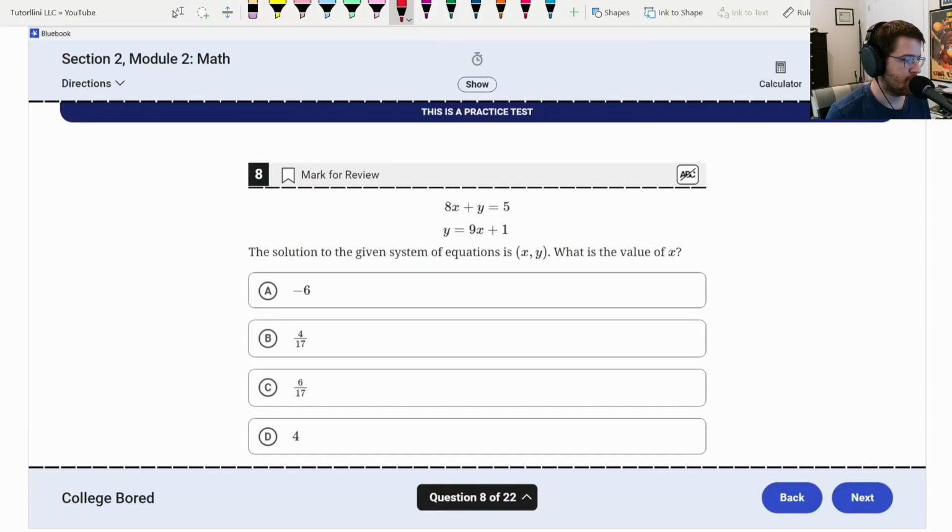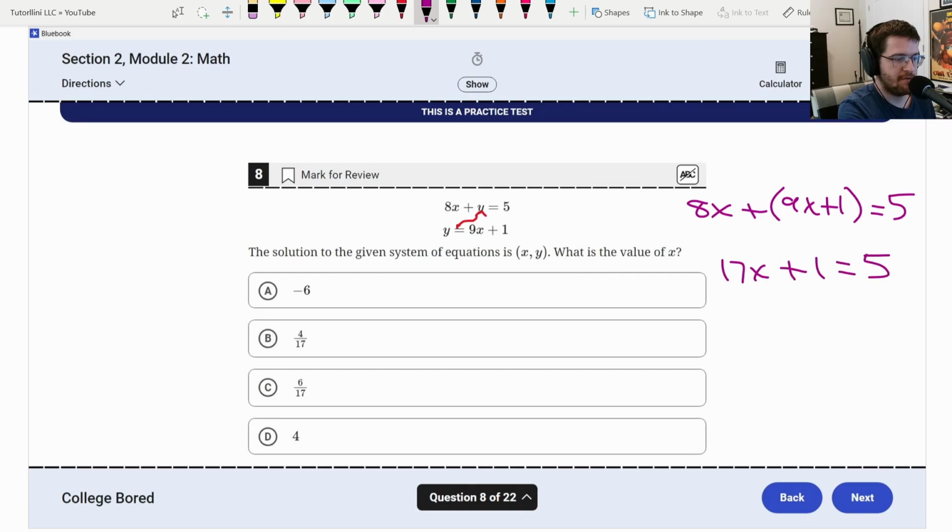Okay, question 8. We'll do this one by hand first. We can do substitution because we already have one of the letters by itself. We've got y by itself, so let's substitute for y into the other equation. So we get 8x plus y, but it's really 9x plus 1 equals 5. And combine the like terms, so that's 17x plus 1 equals 5.